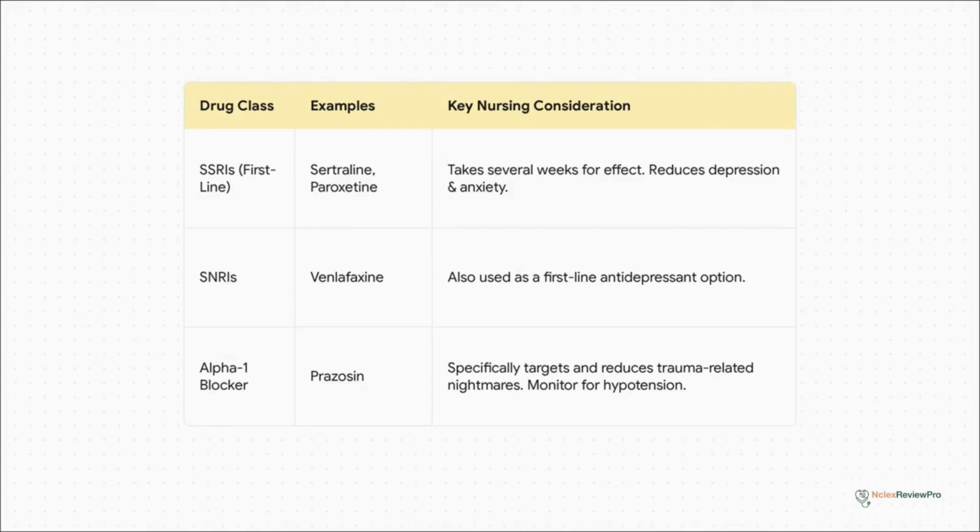When it comes to meds, this chart is your go-to study guide. The first-line medications are antidepressants, specifically SSRIs like sertraline and paroxetine. The key teaching point? Tell your patients it can take several weeks to feel the effects. And here's a special one to know for the NCLEX, prazosin. It's an alpha blocker, and it works wonders for those trauma-related nightmares. Just make sure you're monitoring their blood pressure for hypotension.